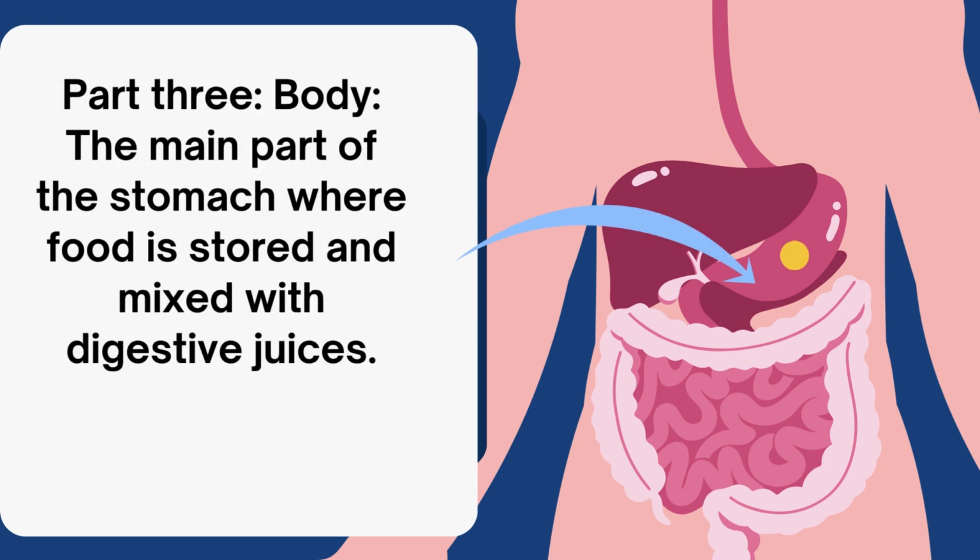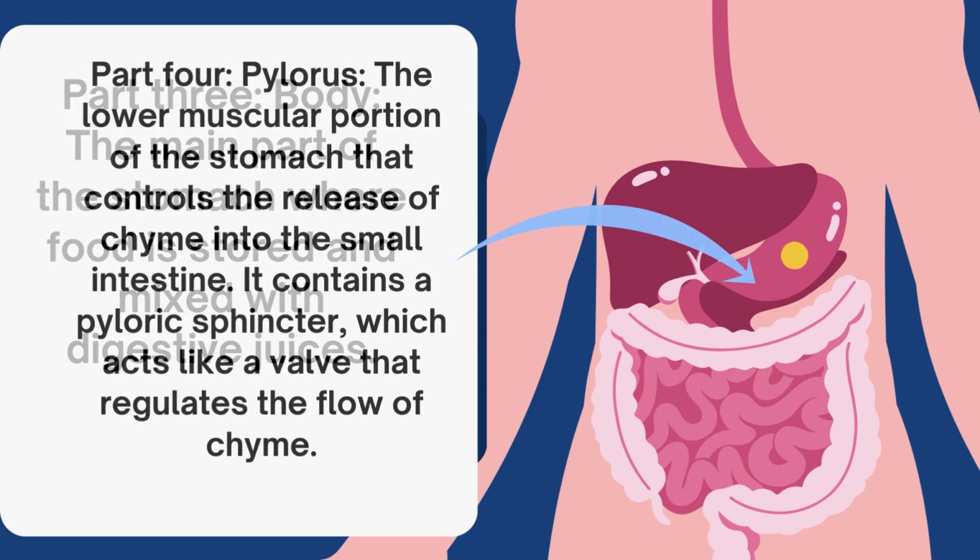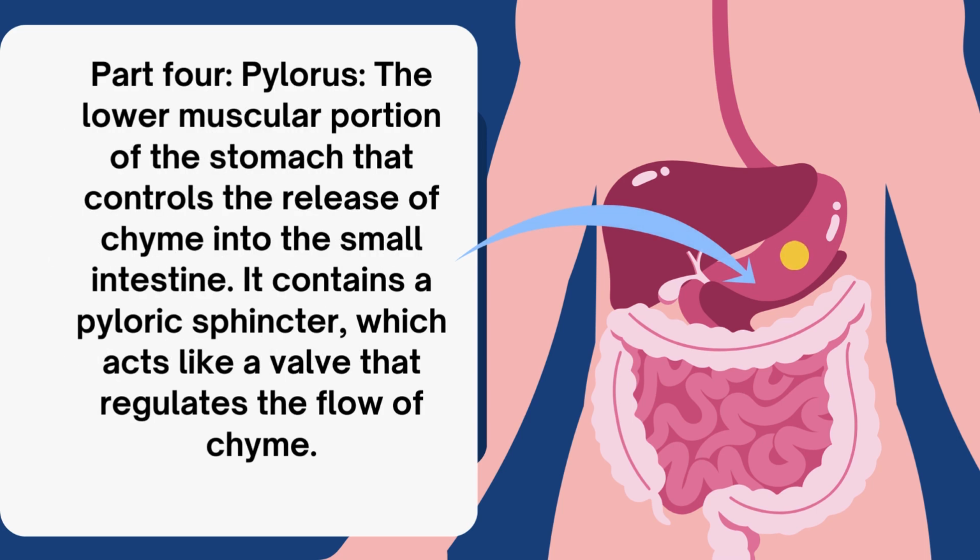Part 3. Body. The main part of the stomach where food is stored and mixed with digestive juices. Part 4. Pylorus. The lower muscular portion of the stomach that controls the release of chyme into the small intestine. It contains a pyloric sphincter, which acts like a valve that regulates the flow of chyme.